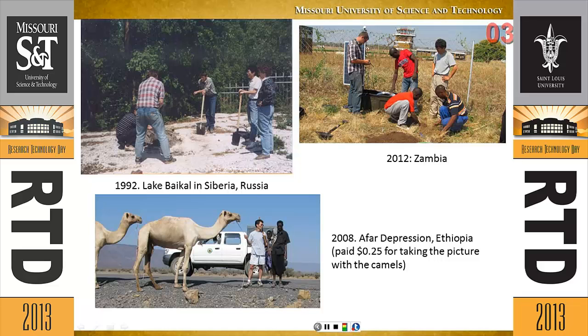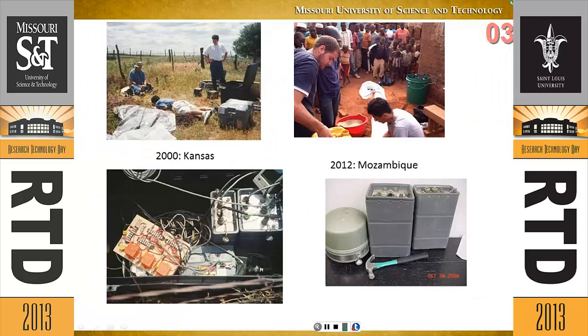This one is in Zambia. That's last year. Also Kenya, 2000, Mozambique, different places. So we travel a lot. This is a sensor, one type of sensor. This sensor itself costs about $20,000. So that's very sensitive equipment.